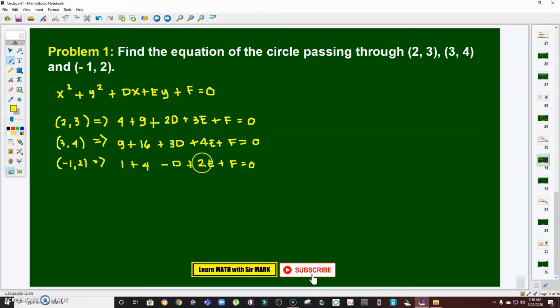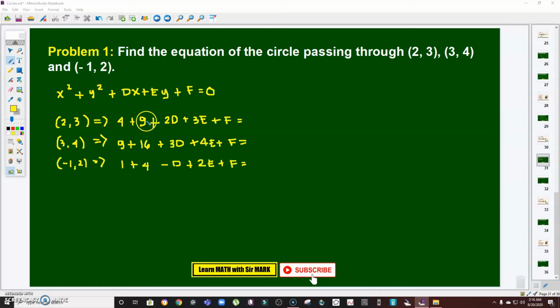Let me arrange these three equations here. Since they are equated to 0 and I have constants here, what I'm going to do is transpose all the constants to the right side. So therefore, it's no longer 0.